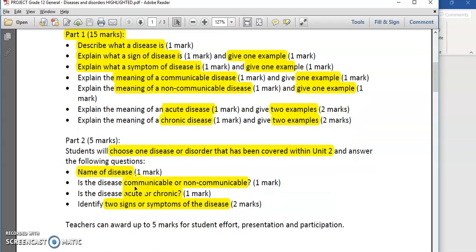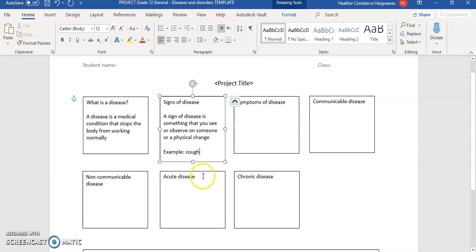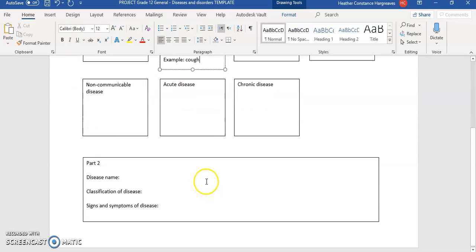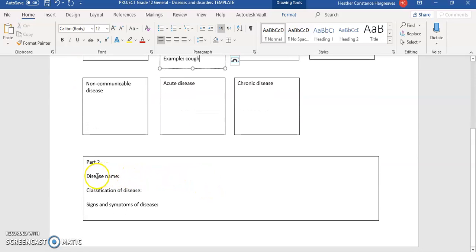So in part 2, I'm asking you to choose 1 disease that we have discussed in this unit 2. So 1 that we have discussed or that you find in your book, okay? And I want you to give me the name of that disease for 1 mark. So in your template, this is the area where you will put these answers. So disease name goes right here.